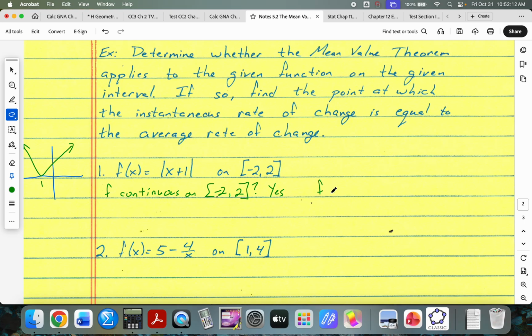Is f differentiable on the open interval from -2 to 2? No. It's got that sharp point, right? Where the slopes from this side don't match the slopes from the other side. So the mean value theorem does not apply.